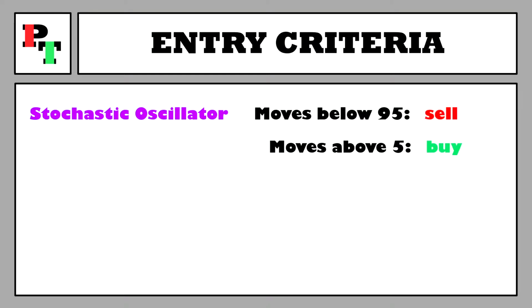We'll start with the stochastic oscillator, and it'll be a signal for us to sell if the stochastic oscillator moves below 95 or above 5. Notice that is moving below 95 and above 5, so we're waiting for the reading to be coming out of the overbought or oversold territory before we think about jumping in.